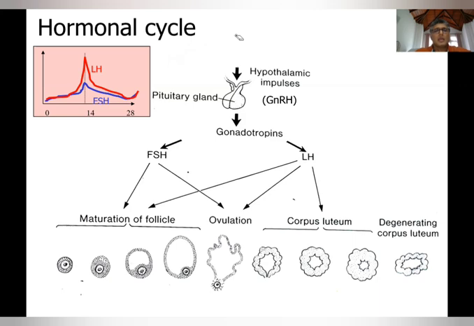Then, if you look at the other part, the ovarian part of it, this is what happens at the ovary level. I am referring to these two phases here: first 14 days and second 14 days. During the first 14 days, FSH has the main effect.